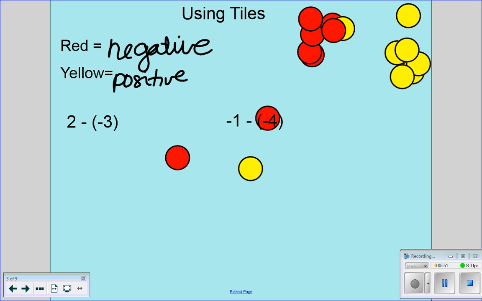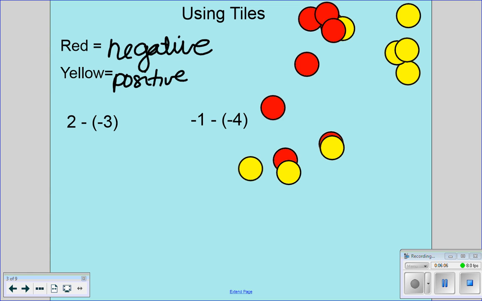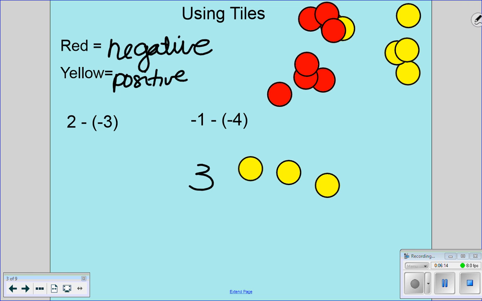So let's add our 0 pairs. 1, 2, 3, 4. Oh wait, I don't even need that one. What am I doing? Okay, now can I take my 4? Sure, 1, 2, 3, 4. Oh, not that one. And what do I have left? 3 what? Positive 3, that's my answer.